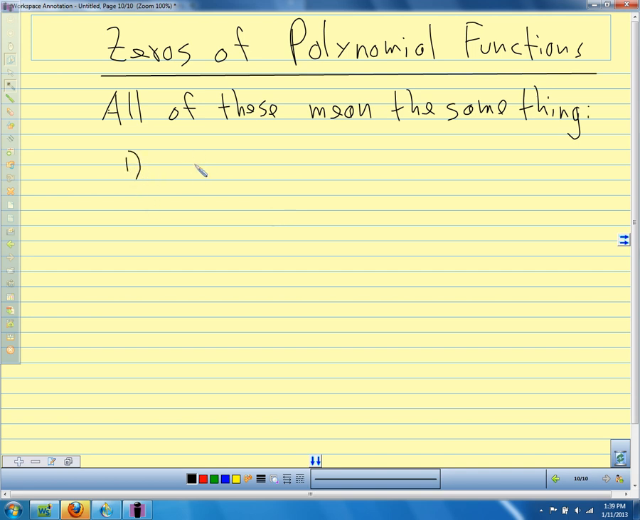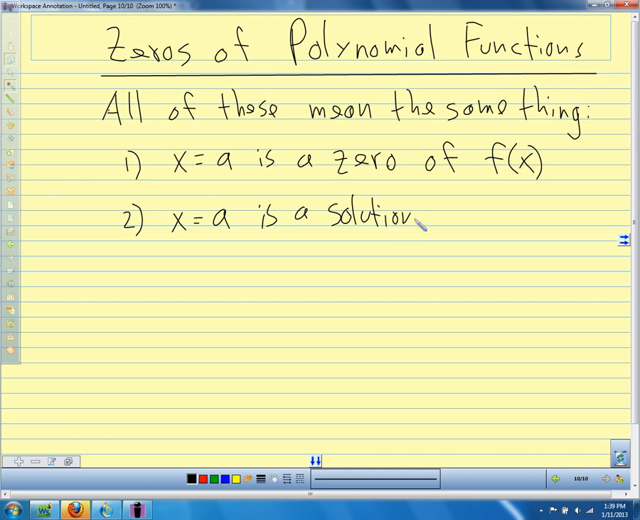One, x equals a is a 0 of f. So we're talking about a function and a is a number. So x equals a is a 0 of f. That's one way of saying something about this function. Two, x equals a is a solution of f of x equals 0. These two things mean the same thing.